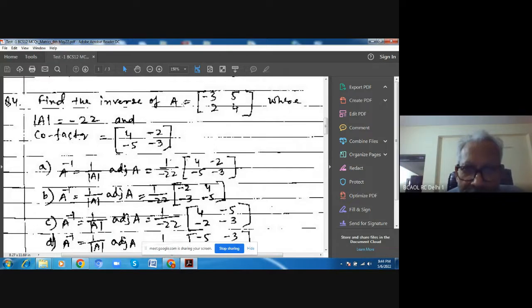Find the inverse of A, where minus 22 is your determinant, and the cofactor is also given.